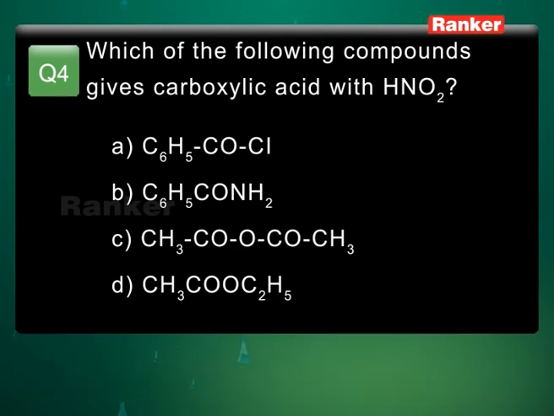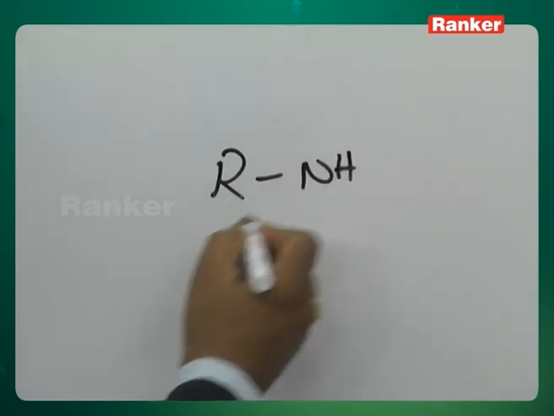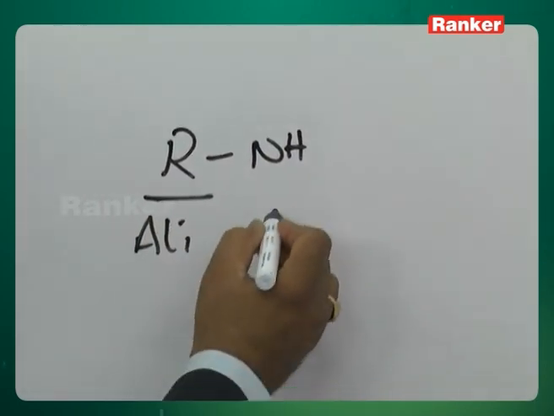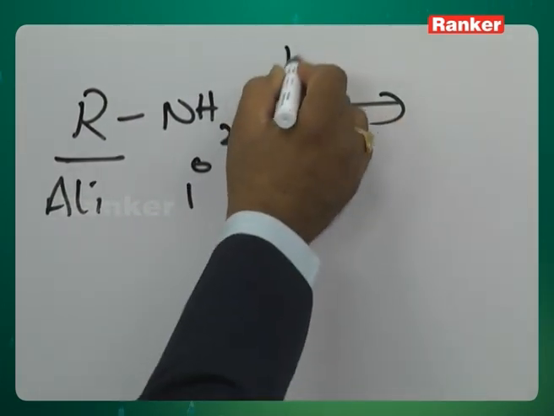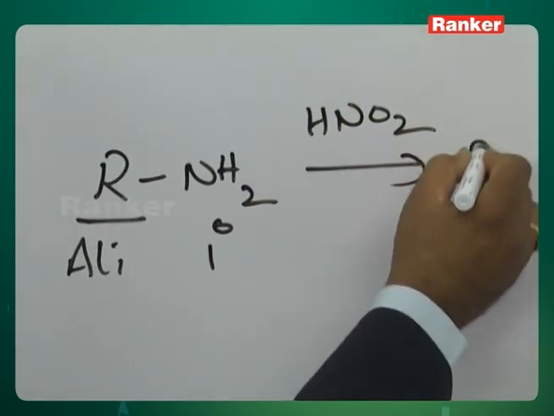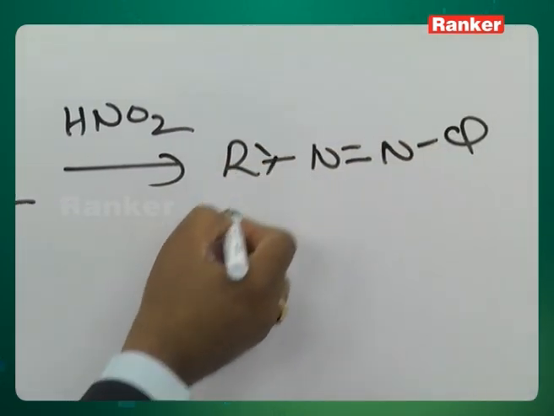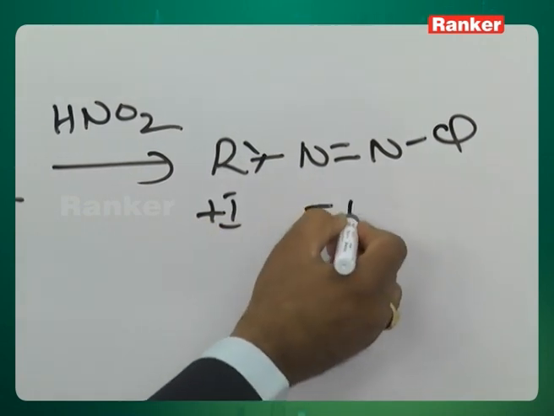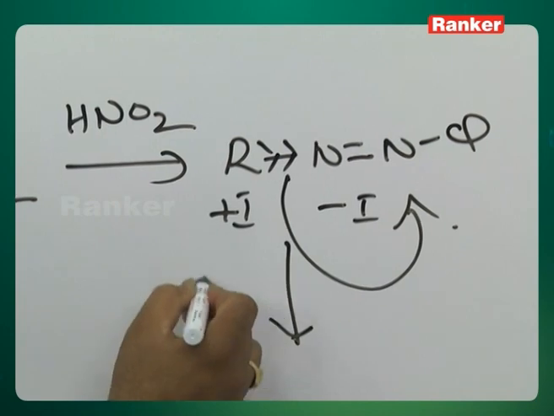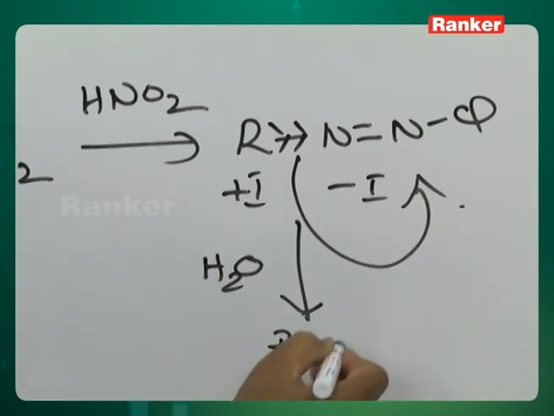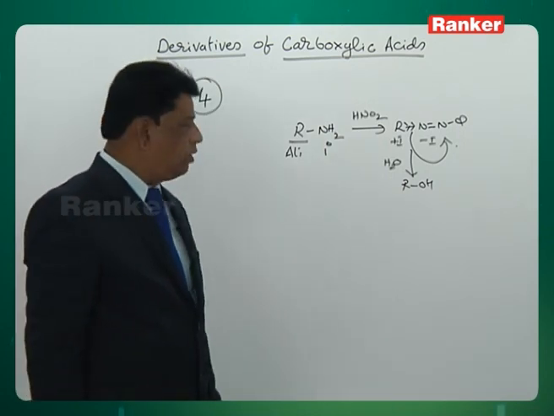Here we know a fundamental reaction: aliphatic 1 degree amines, it should be aliphatic, and it is 1 degree amines, will undergo reaction with HNO2 and give RN2Cl. But because of the plus I effect of R and the minus I effect of this group, the N2 will go out with the aqueous solution, water will be there. So it finally becomes an alcohol. So the 1 degree amines with nitrous acid will give the alcohol.